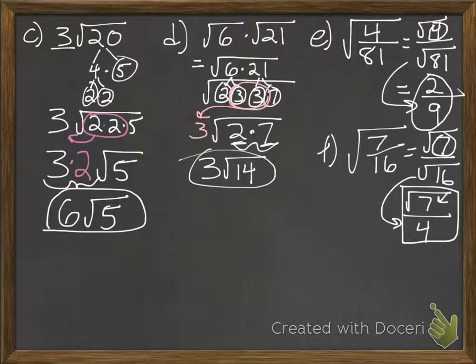And 4 is not a square root anymore. It's just plain old number 4, and that's fine. Now, what you'll notice that happens next, let's do G over here. We're going to make it a little bit more tricky.